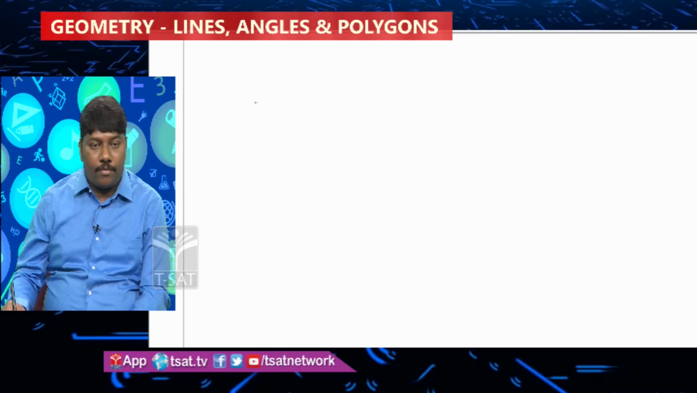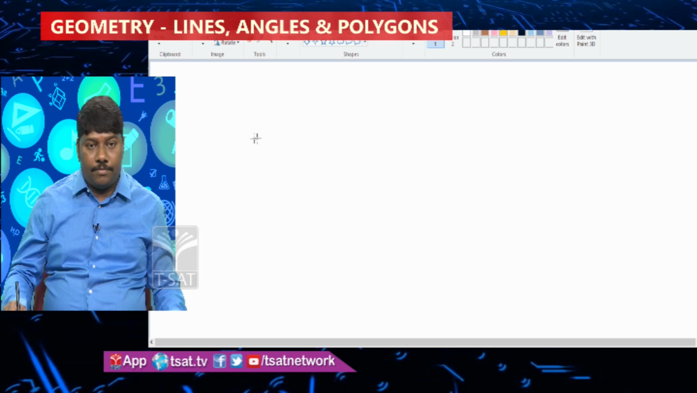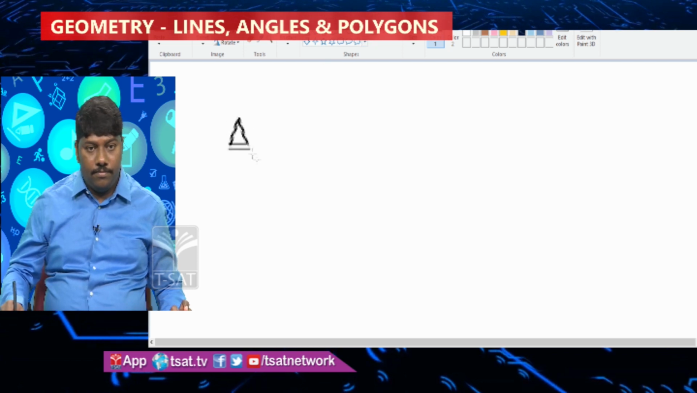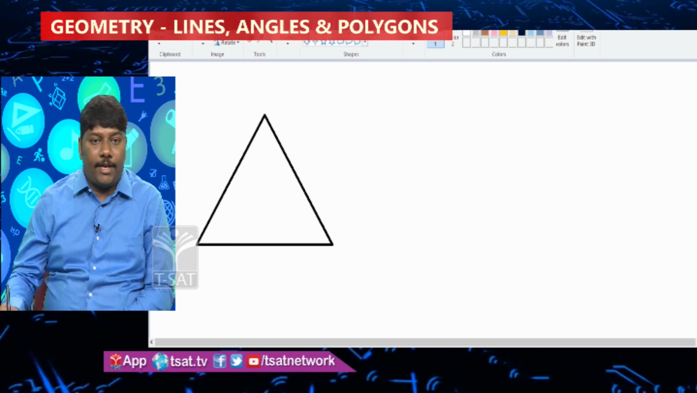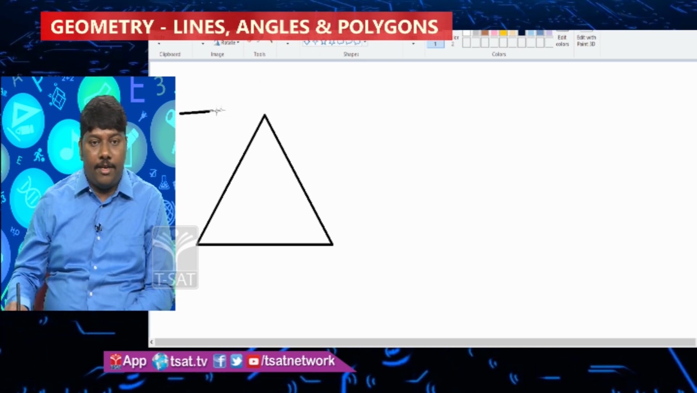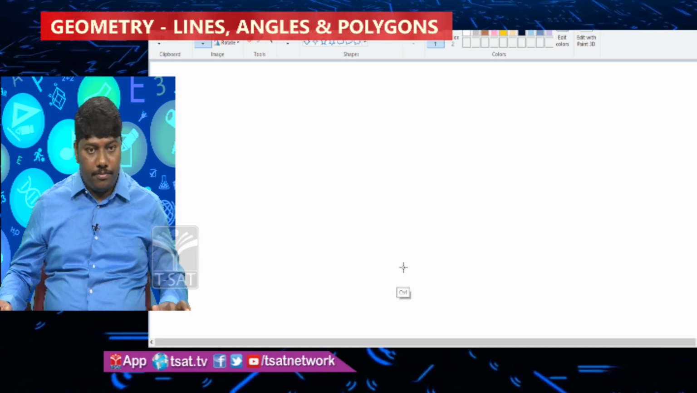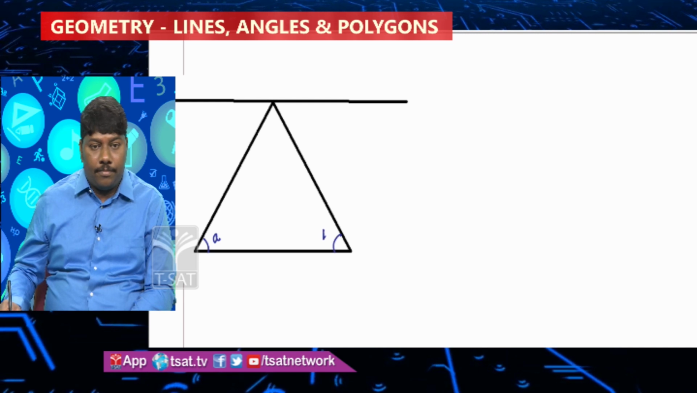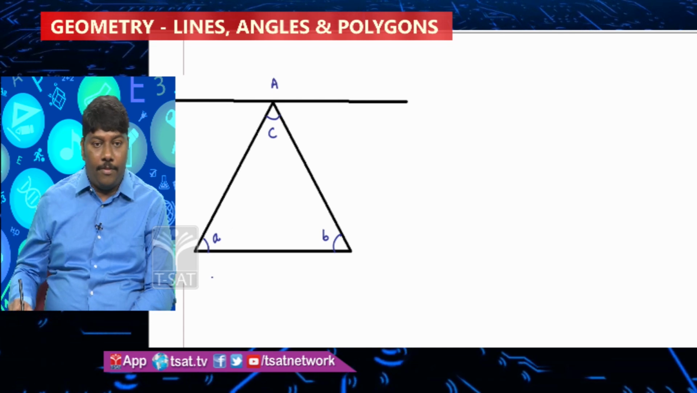See here, if I take a triangle and two parallel lines. First try to understand what is the sum of interior angles of a triangle. I am taking a line which is parallel to its base. Angle A, angle B, angle C. Let this triangle be ABC.